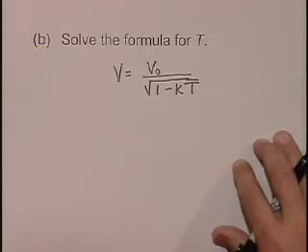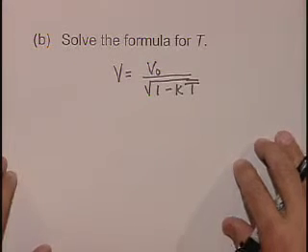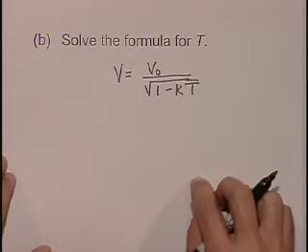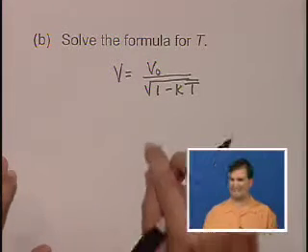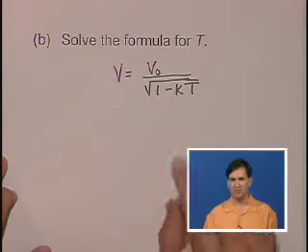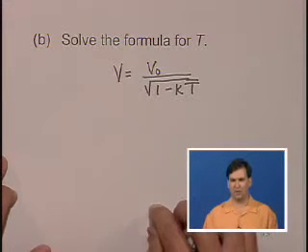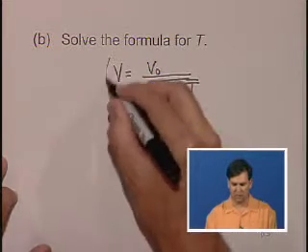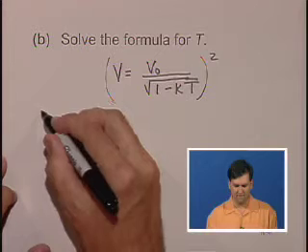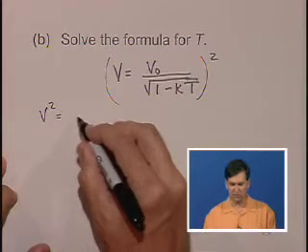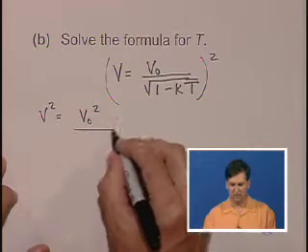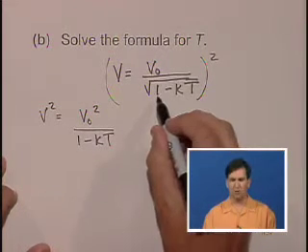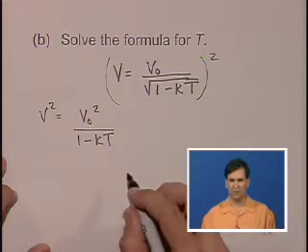Now, part B asks us to solve the formula for t. So we have v is equal to v naught divided by the square root of 1 minus kt. We notice that the t is underneath the square root sign. It's going to be hard to solve for it when it's underneath there. So what we're going to do is square both sides of this equation. We're going to square this entire thing so that we get v squared is equal to v naught squared divided by 1 minus kt. When we take this square root and square it, we no longer have the square root.